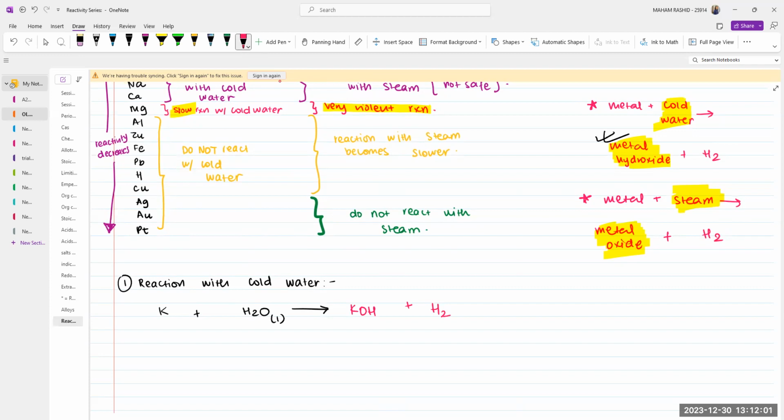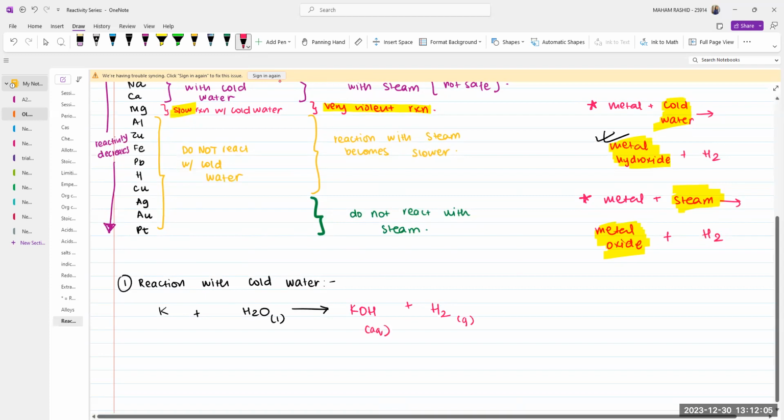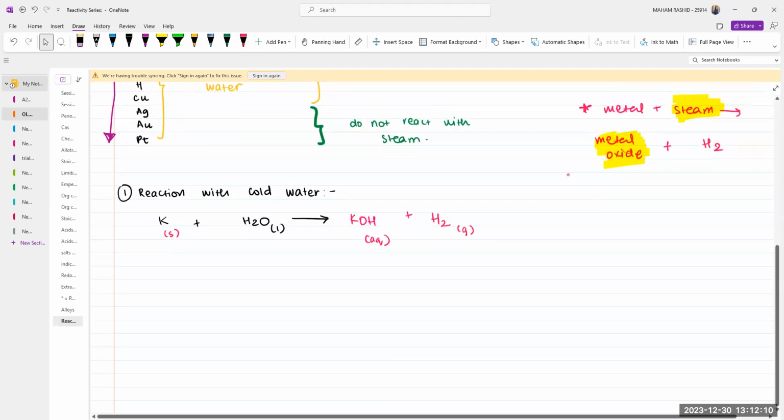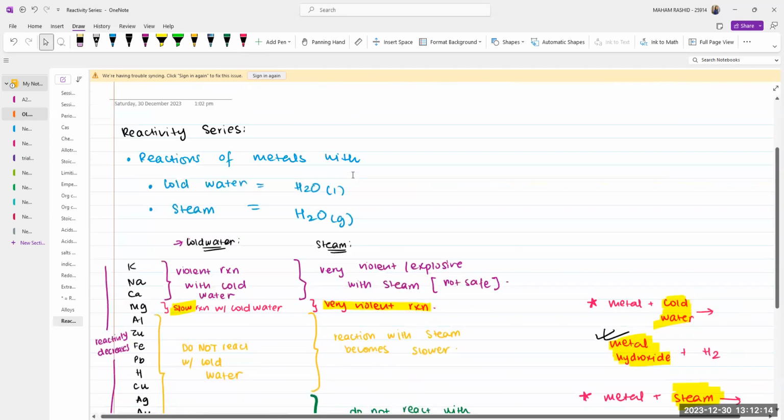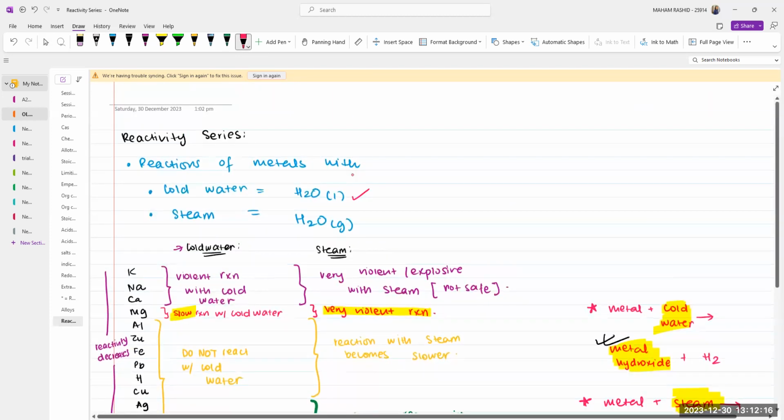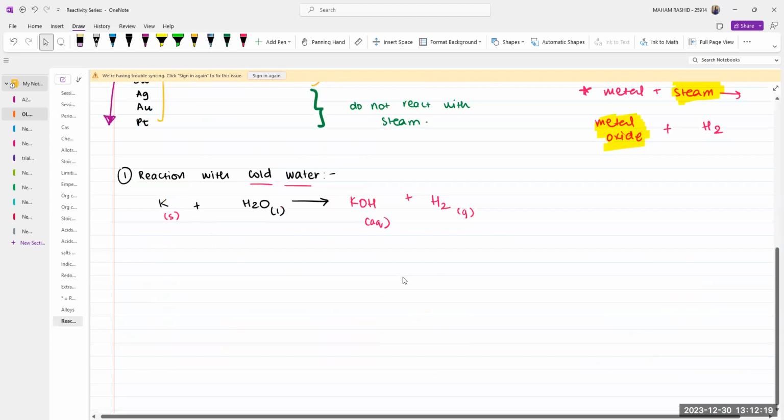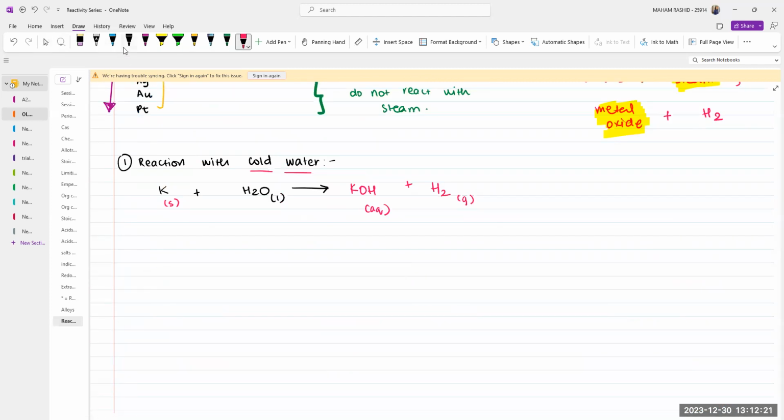Right, so this hydrogen is a gas. This will be aqueous, and this potassium here is a solid. And since it's cold water, we already discussed that when we're reacting something with cold water, we use H2O as a liquid. So this is done. Let's balance it. There is H2. There's another, so this will be half H2. So we have two hydrogens on both sides.